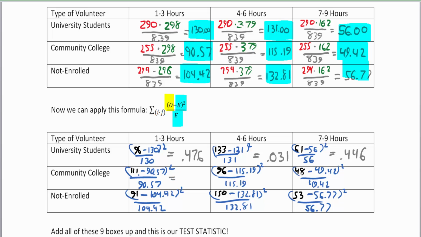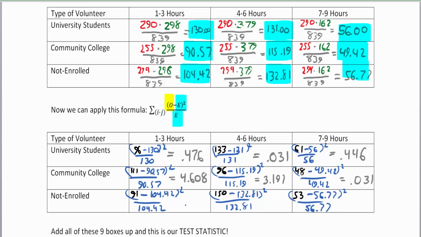jumps here, because this minus this squared divided by 90.57 is 4.608. Oh boy, that's big. That's not great. So 96 minus 115.19 squared divided by 115.19. This is going to be another big number, 3.197. And then 48 minus 49.42 squared, then divided by 49.42. This is actually good because it was pretty close at 0.031.